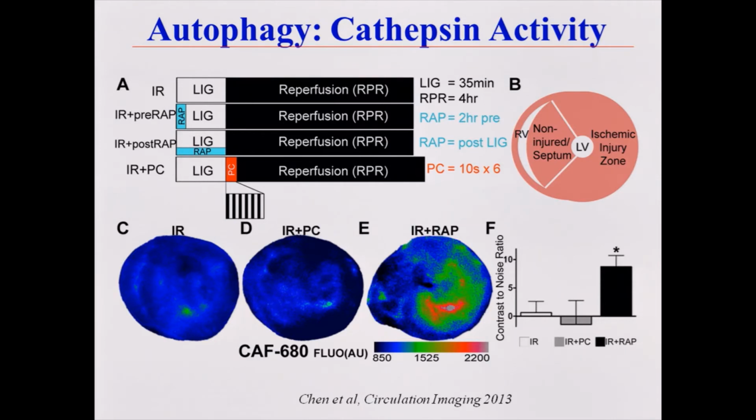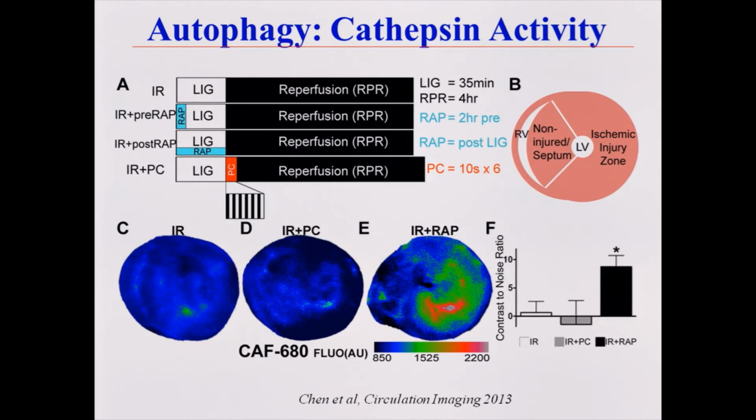It's been known for a long time that something known as rapamycin, which inhibits something called mTOR, is a very strong inducer of autophagy, and that's what we used to try and see if we could image this process. And what we used is a cathepsin activatable fluorochrome, because during autophagy, the contents of the cytoplasm are trafficked to lysosomes and digested by cathepsins there.